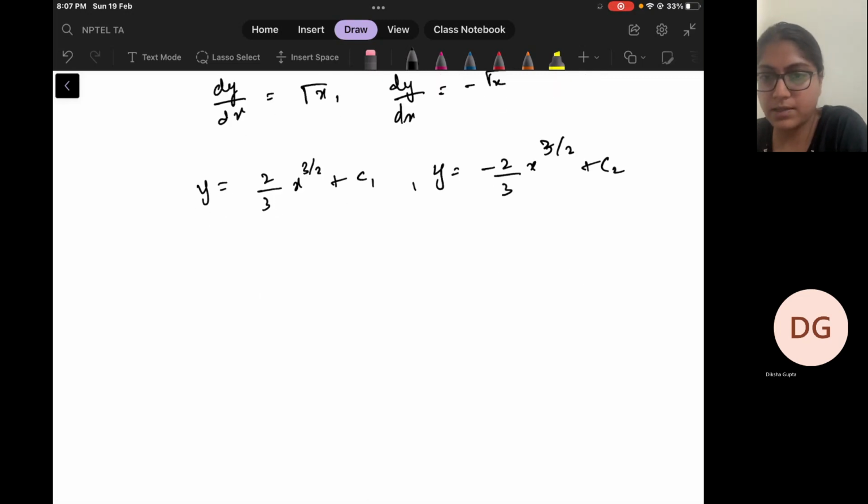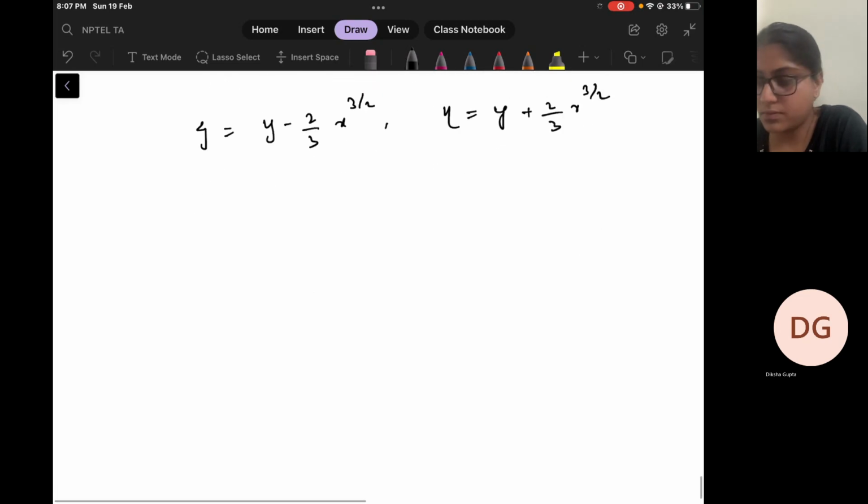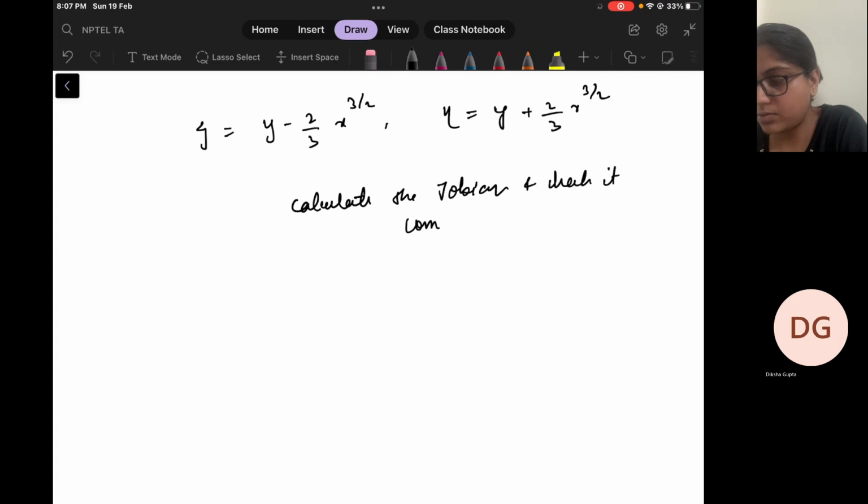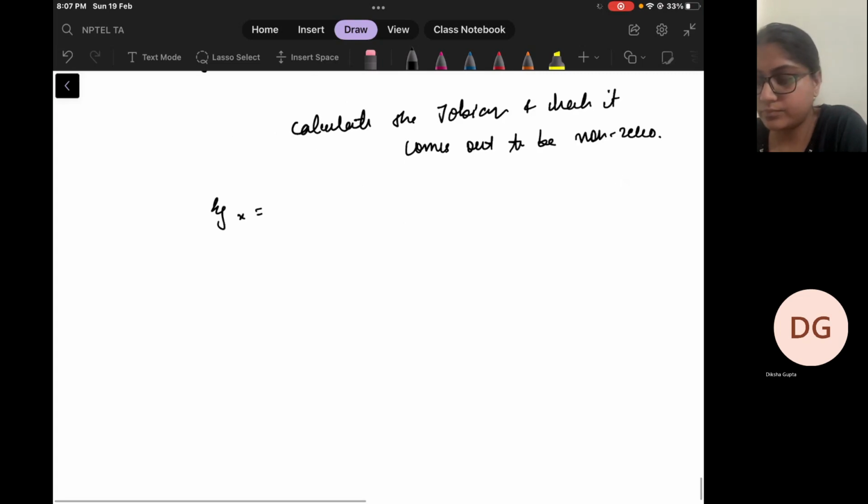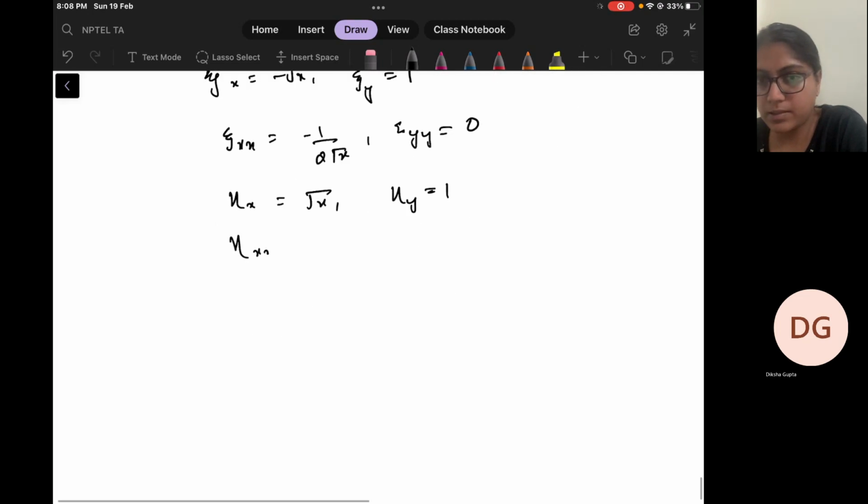These are the two constants, and we have two families of characteristic curves, and so we take epsilon equals y minus 2 by 3 x to the 3 by 2, and eta equal to y, right? So again we calculate the Jacobian and check. It comes out to be non-zero. So calculate these things. Epsilon y is equal to 1, epsilon x is equal to minus root x, epsilon xx is equal to minus 1 by 2 root x, eta x is equal to 0, eta y is equal to 1, eta xx is equal to 0, and eta yy is equal to 0.